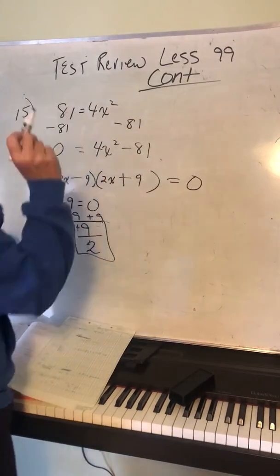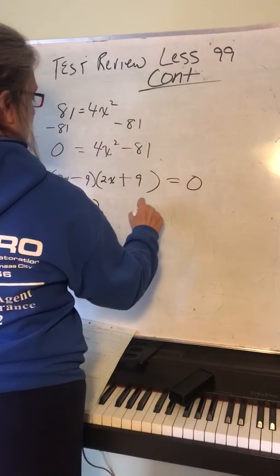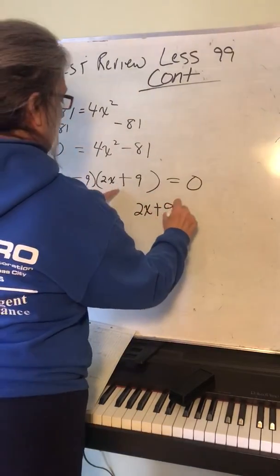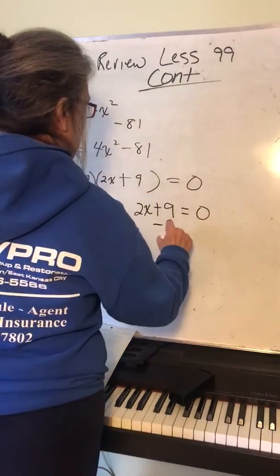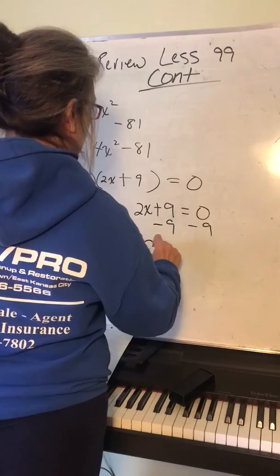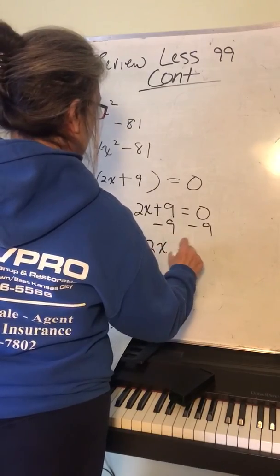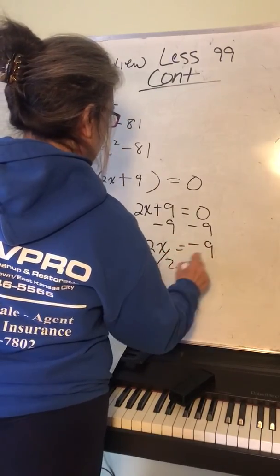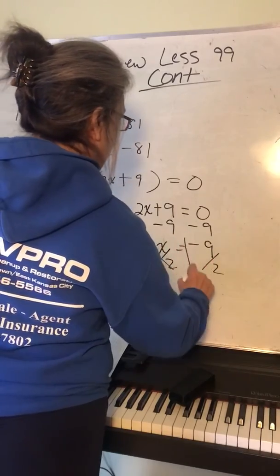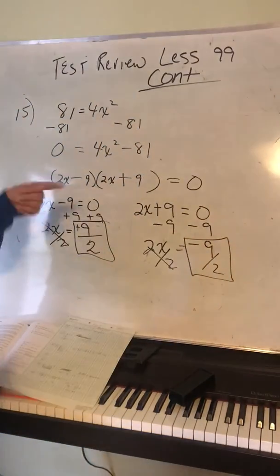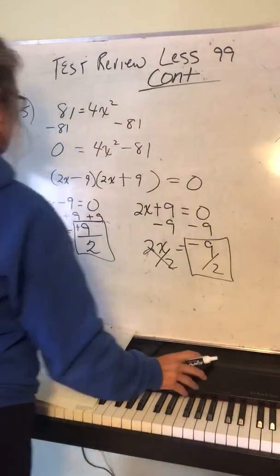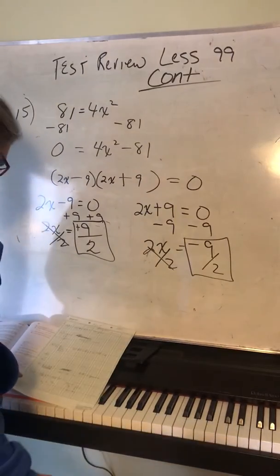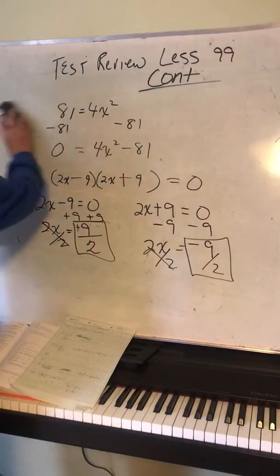Then if this is 0 times whatever that one is, then the answer will be 0. So we're going to set this one equal to 0. So you set each one of them equal to 0. Minus 9, you have 2x equals negative 9. Divide by 2, and this is the other answer. Both of those answers will solve this equation and make it true. Okay, number 17.